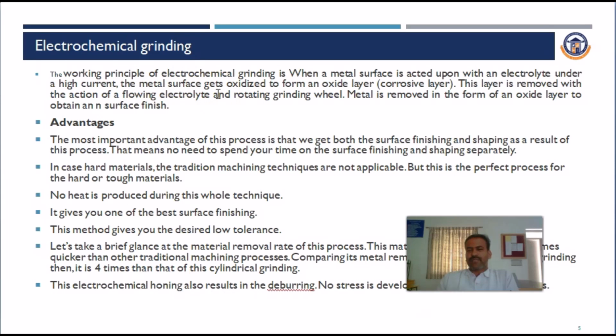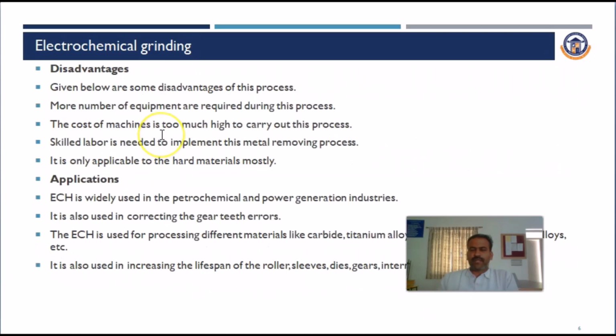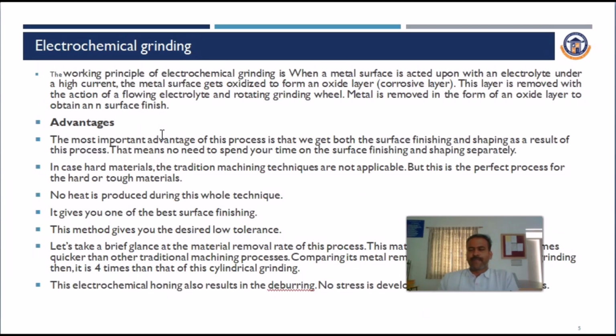Metal is removed in the form of oxide layer to obtain a surface finish. So what are the advantages of electrochemical grinding? The most important advantage of the process is that we get both the surface finishing and shaping as a result of this process. That means no need to spend your time on the surface finishing and shaping separately.